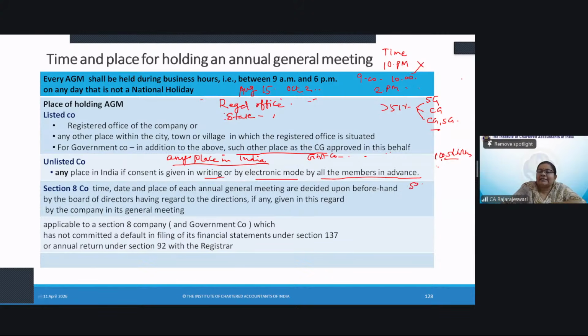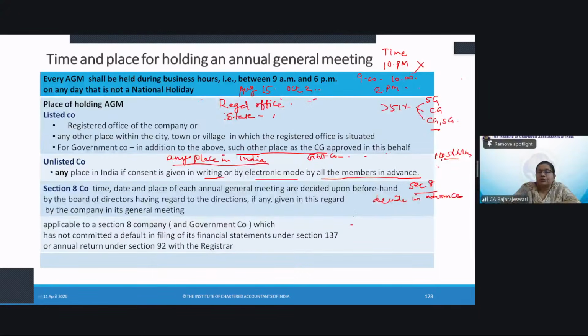What about a Section 8 company? Then it has to be decided beforehand where they are going to keep the general meeting. The time, date, and place of each annual general meeting are decided upon beforehand by the board of directors, having regard to the directions, if any, given in this regard by the company in its general meeting. So, based on that, they will decide in advance where they are going to keep the AGM.